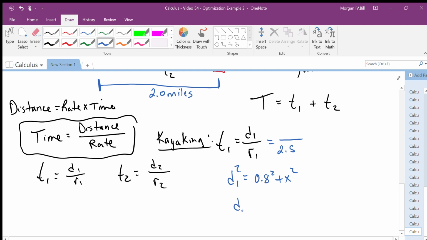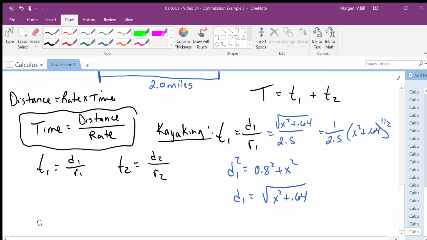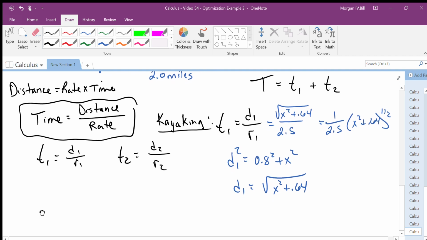In other words, D1 is the square root of x squared plus 0.64 (0.8 squared is 0.64). So we have D1 is the square root of x squared plus 0.64, divided by 2.5. That is D1 divided by R1, that is time 1. Or maybe we write it like this: 1 divided by 2.5 times (x squared plus 0.64) to the 1/2. Okay, very good. Now let's see if we can find T2.